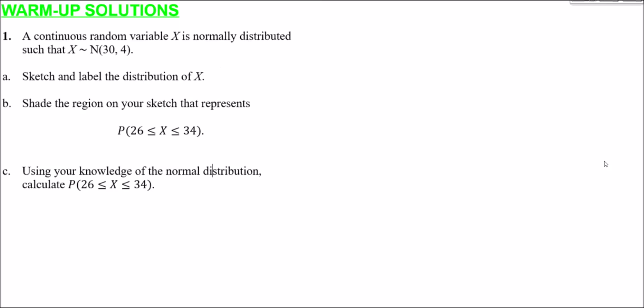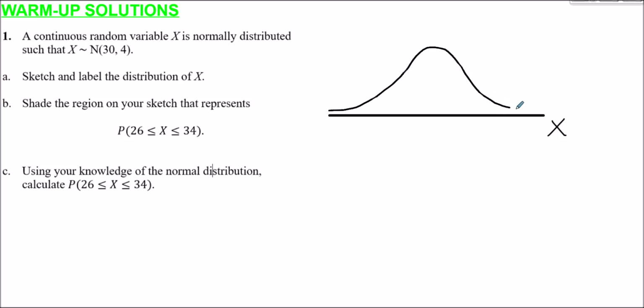Question 1, we have a continuous random variable x which is normally distributed such that x follows normal with mean of 30 and a variance of 4. Sketch and label the distribution of x. So again what we need to do, just do this axis. So this is going to be x, the curve goes up and down like so, symmetrically about the mean. So I need to label on the mean here.